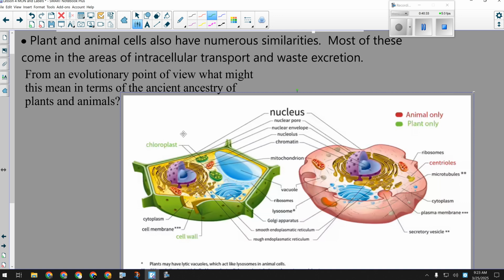Now, which one do you suppose shows up first? Plants or animals? Like that distant ancestor, would it have been more like plants or more like animals?